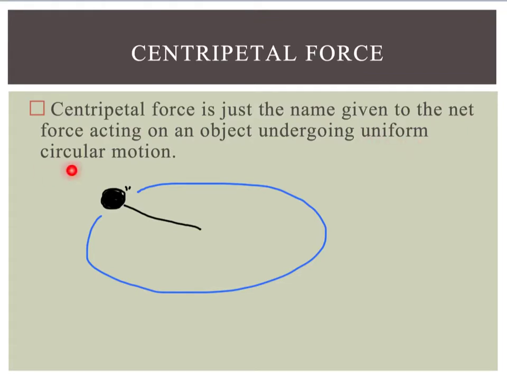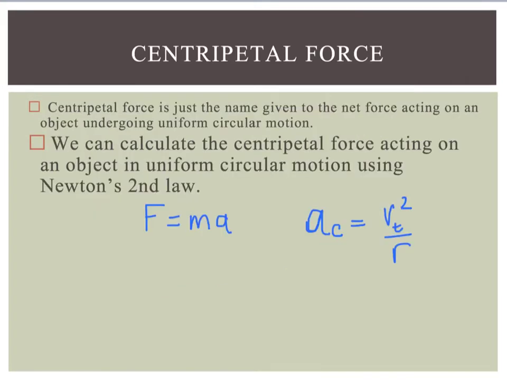undergoing uniform circular motion. So we have our ball on a string again, and it's going in a circle. And our net force, it turns out, will be directed towards the center of the circle, and we just denote it with a C so that we know it's the centripetal force. So we can calculate the centripetal force acting on an object in uniform circular motion using Newton's second law.